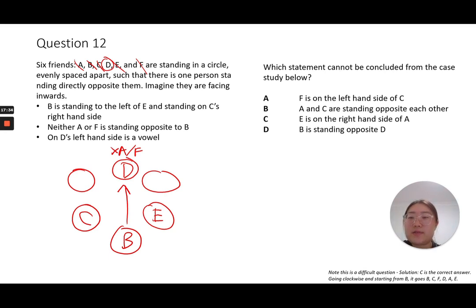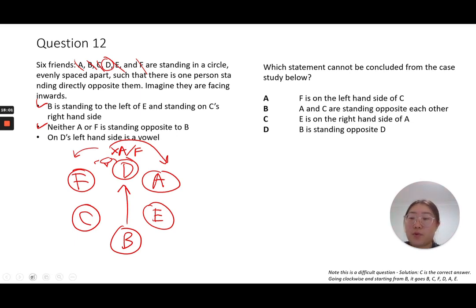This one's done. On D's left-hand side is a vowel. So think about you as person D, you're facing inwards, that's your nose, okay? Where would be your left-hand side? Your left-hand side would be this side, right? That's your left-hand side, this is your right-hand side. This must be a vowel, which is A, and F must be here, the only one left.